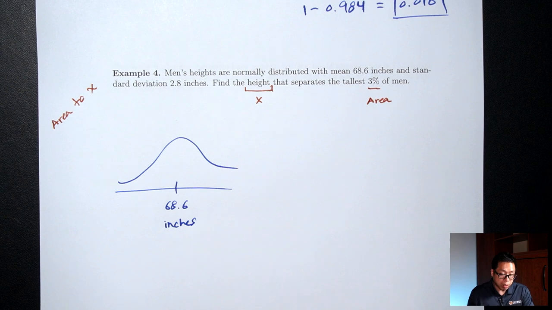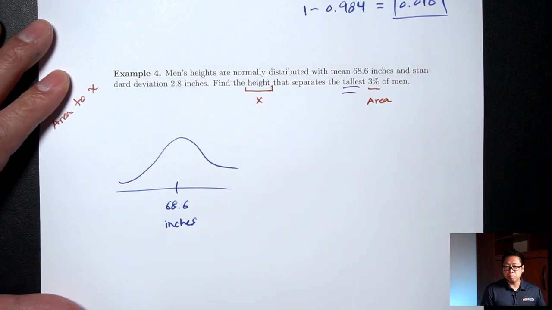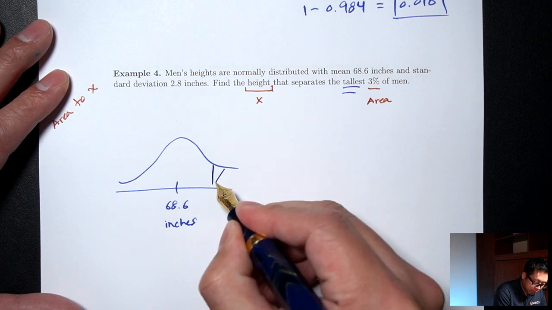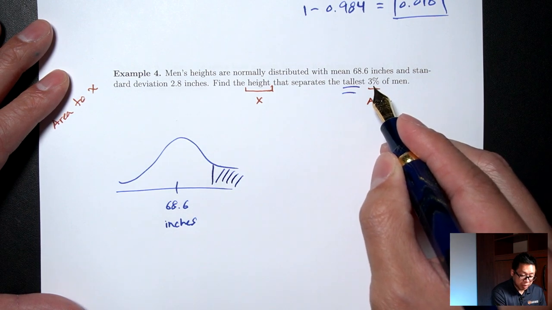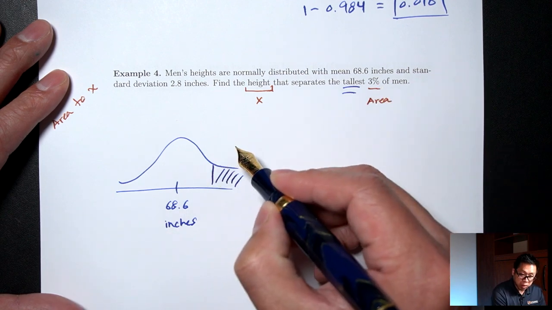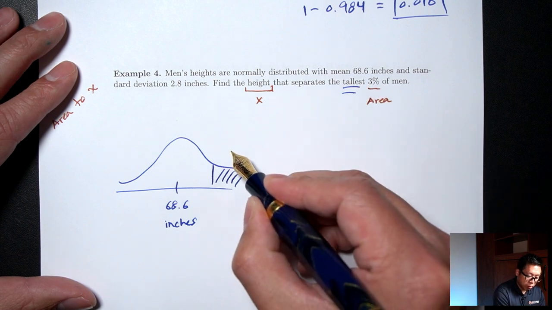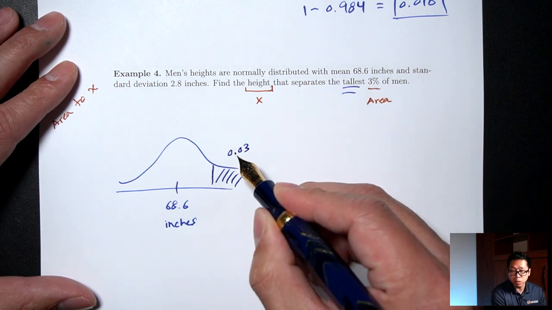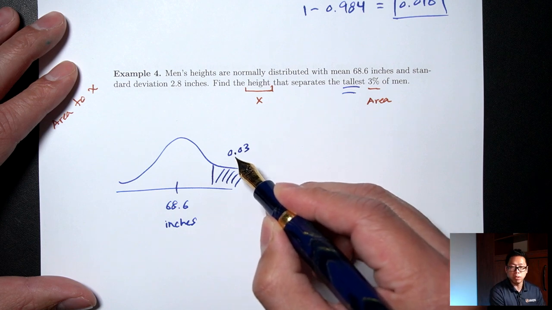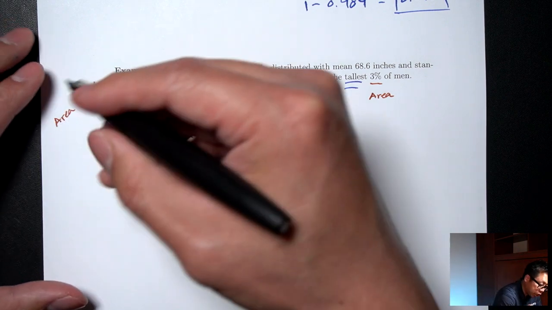Now let me draw the rest of the picture. I need to draw whether it's shaded left, shaded right, or shaded in between. Tallest, same thing as highest, biggest. Biggest will be on the right side, so this is going to be on the right side. That 3% is an area, so I'm not going to put that on the x-axis, because the x-axis are heights. That 3% is an area that goes up here. 3% converted to a decimal would be 0.03. Be careful, it's not 0.3, it's 0.03. So to the right, 0.03. That's the setup. This is an area to x that's shaded to the right.